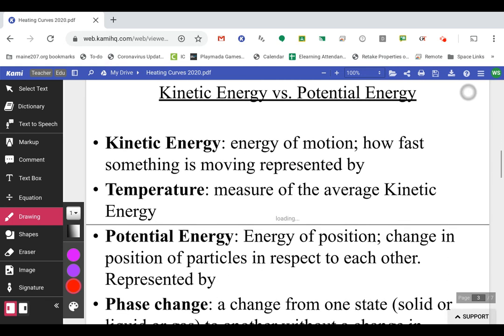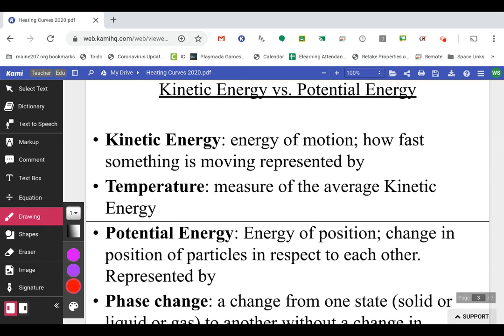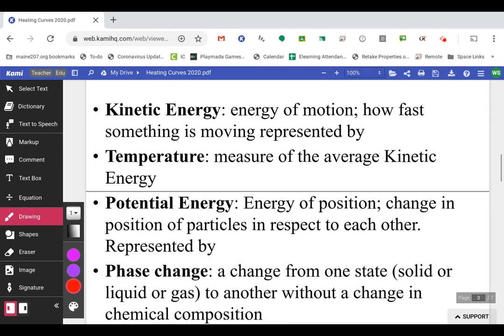Now, a couple different types of energy that you need to know about. There's kinetic energy, there's potential energy. When we talk kinetic energy, it's always the energy of motion. And we represent that in this case by the temperature. Temperature is defined as the average kinetic energy of a substance. If something is hot, it has high kinetic energy. If something is cold, it has low kinetic energy. The higher the temperature, the more kinetic energy something has, the faster it moves.